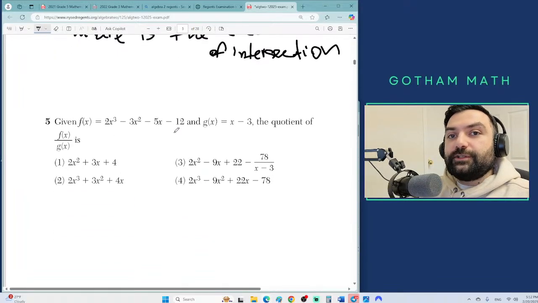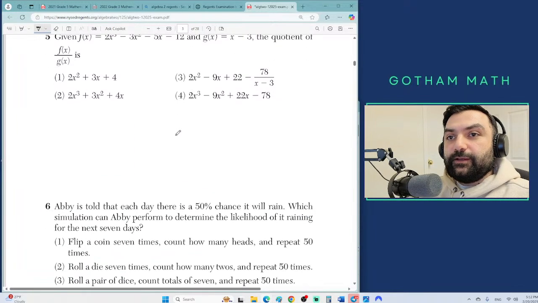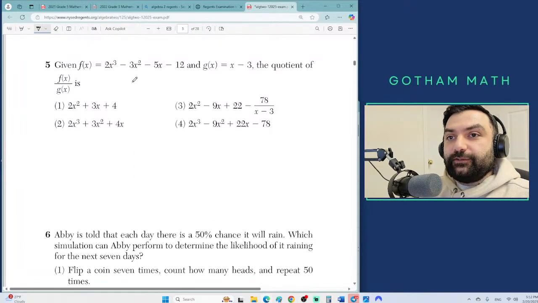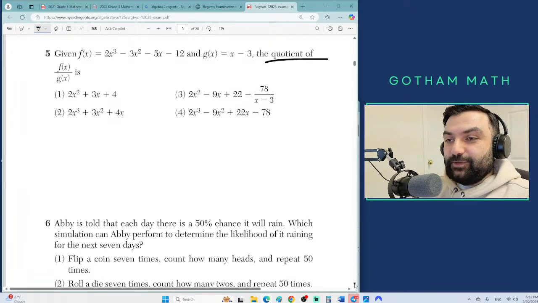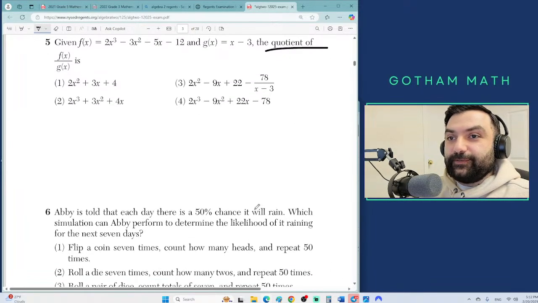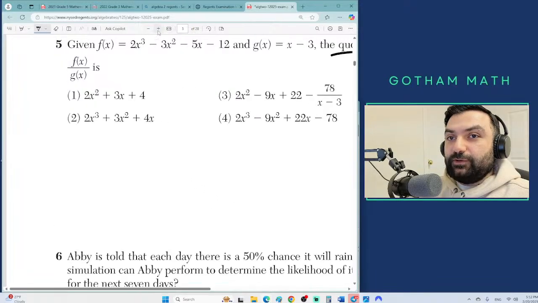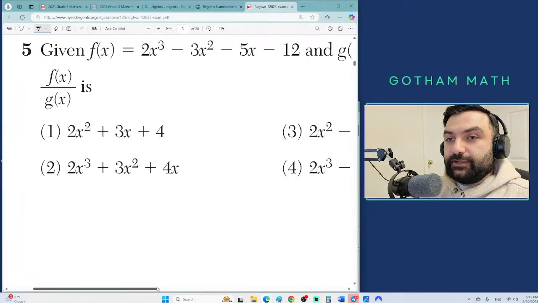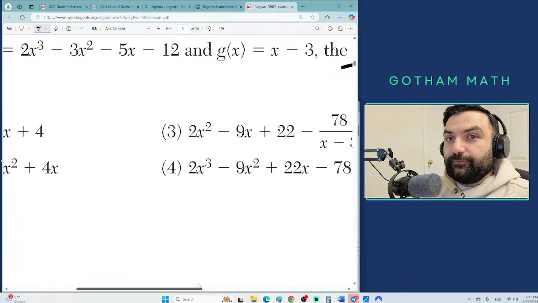All right, question number 5. Question number 5 is given function this and g(x) that, the quotient. Quotient means division. And this is a classic long division question, right? If you've done long division before, it's going to be doable for you. Let's do it.